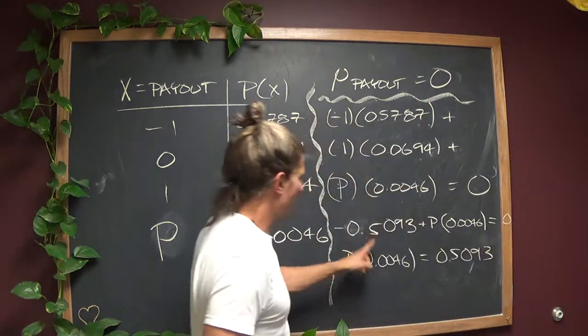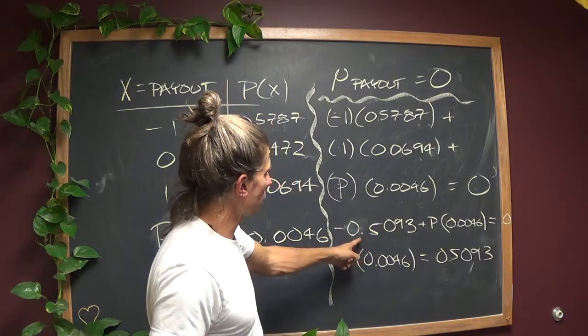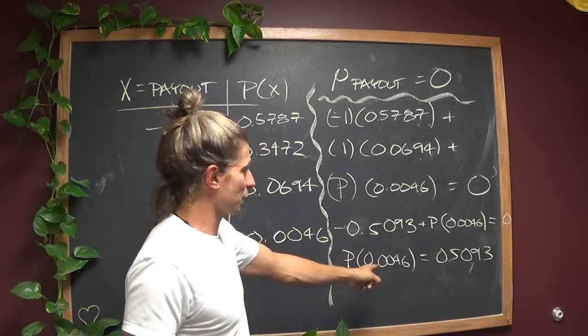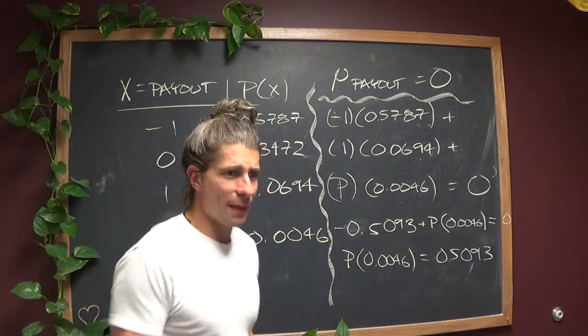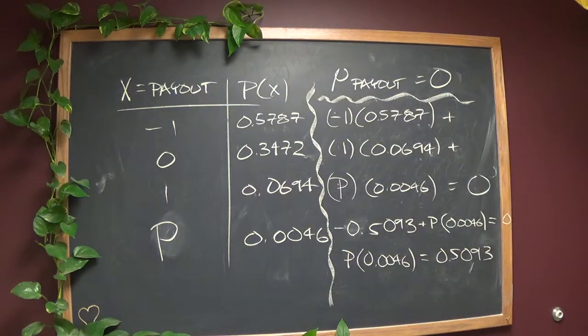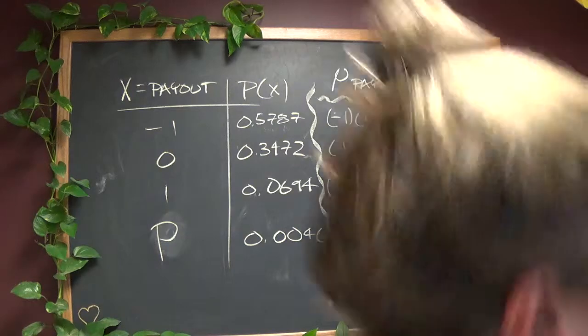Okay, so right now, that negative 50 cents is being lost because of the first 3 components. This is going to make up for it. I'm going to divide that by that. I sure as heck cannot do that without a calculator. So we're going to do that here in Google. 0.5093 divided by 0.0046. I get a value of about 111.